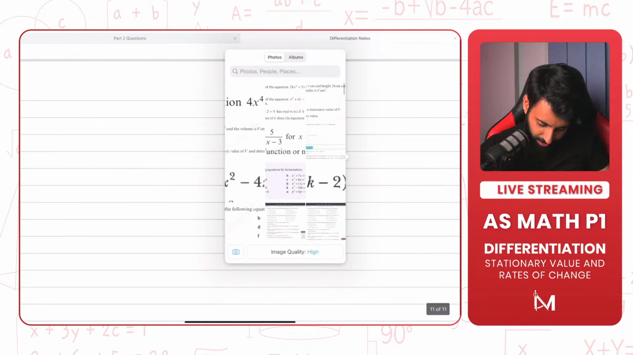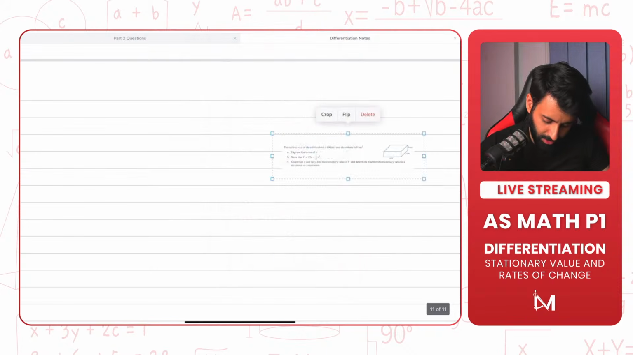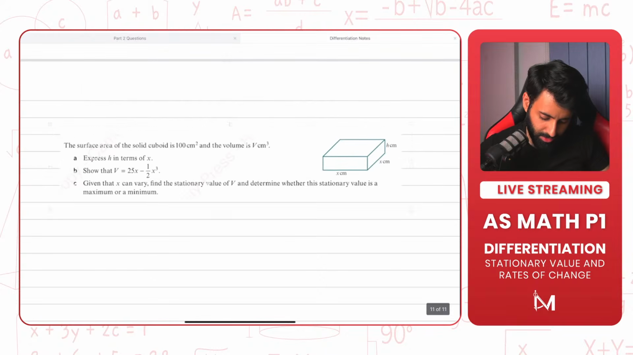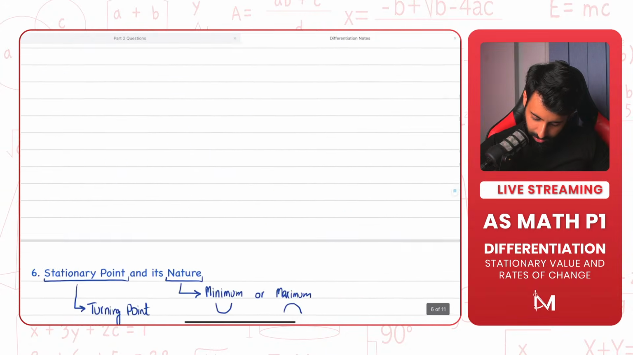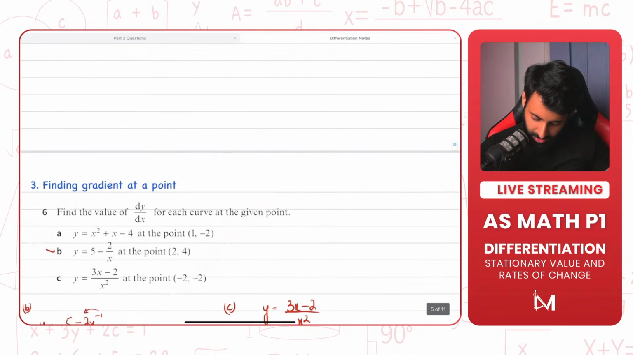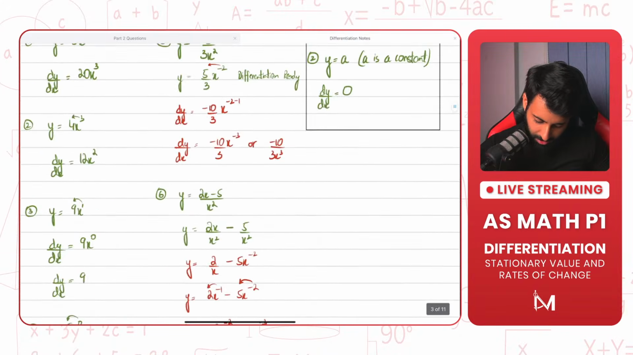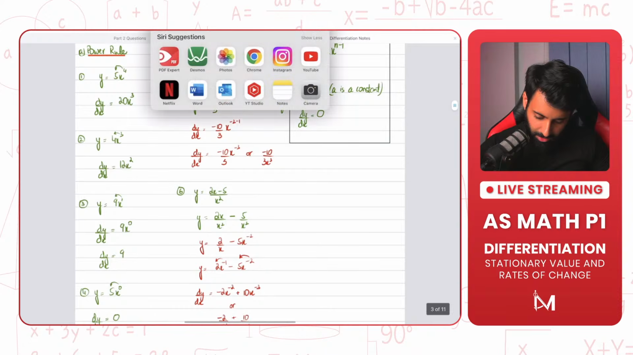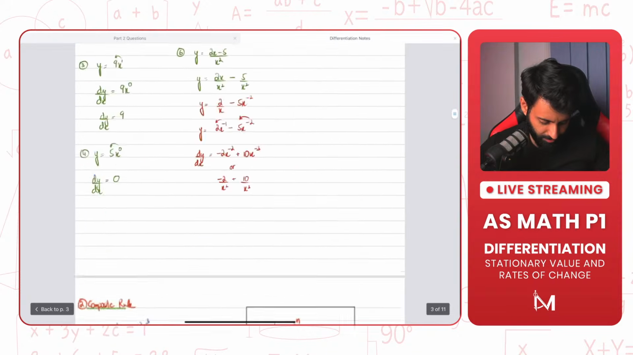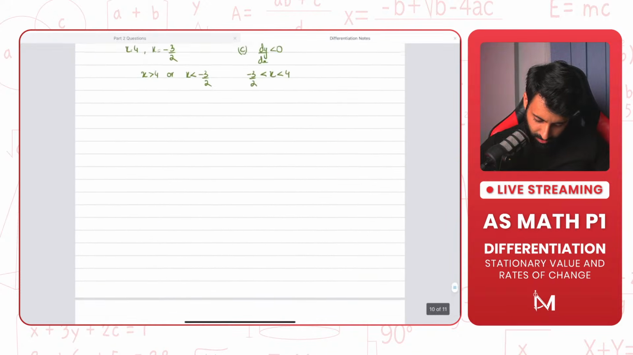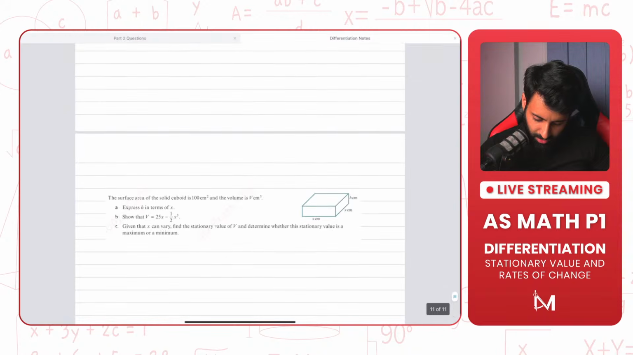Anyway, so I've taken out some questions here through which we're going to learn this concept called stationary value. It's practical applications of nature of stationary value. That is the concept that we're going to learn here. And this is perhaps the most complicated topic of differentiation, this along with rates of change.